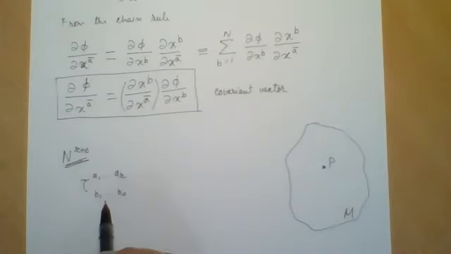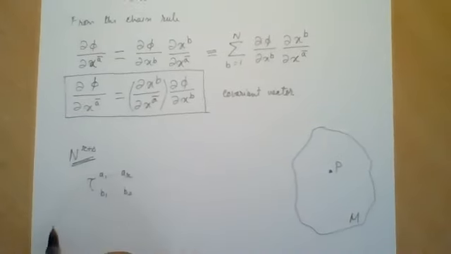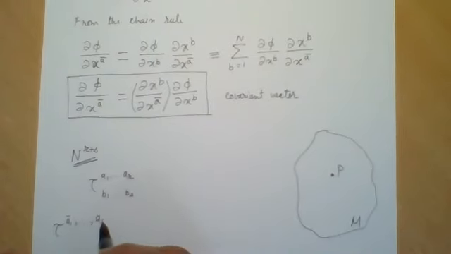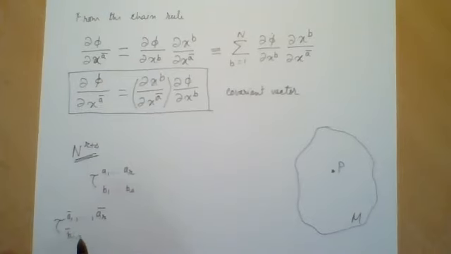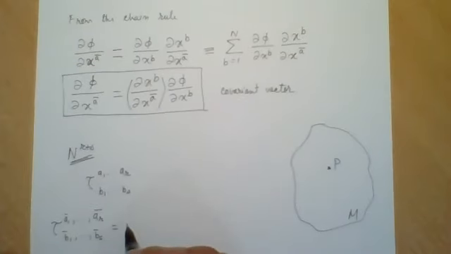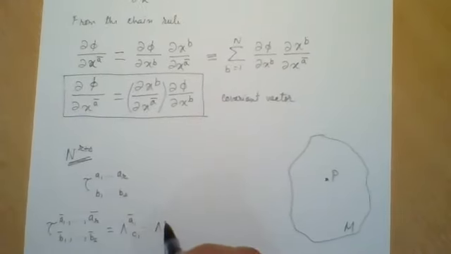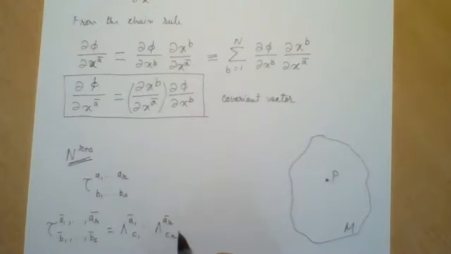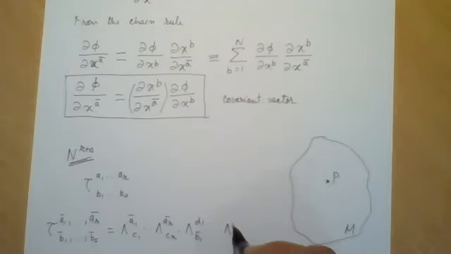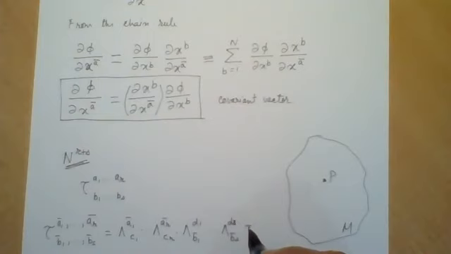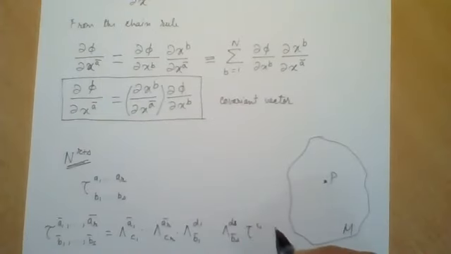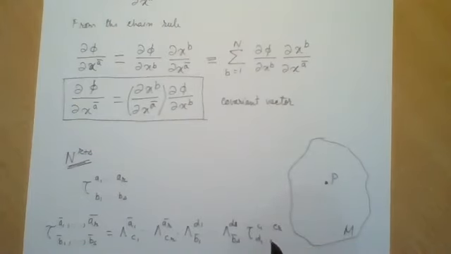Under a coordinate transformation, if the components of the object transform according to this rule, tau a1 bar through ar bar, b1 bar through bs bar, is equal to gamma a1 bar c1 through gamma ar bar cr, times gamma b1 bar d1 through gamma bs bar ds, times tau c1 through cr, d1 through ds.